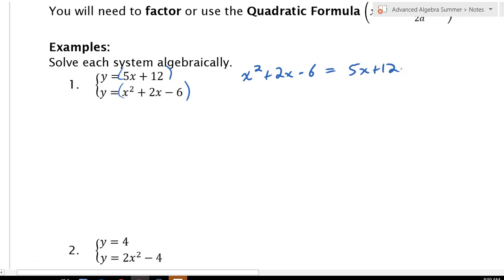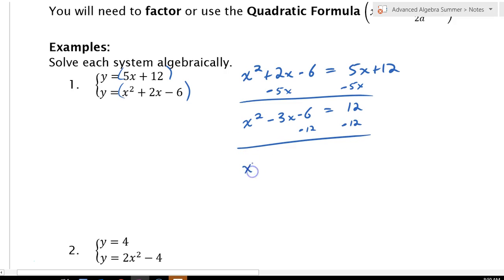Now, to utilize the quadratic formula, I need to get things set equal to 0. So I'm going to move all my variables to the left. So let's start with subtracting 5x. And notice I'm lining it up with my x variable. So that gives me x squared minus 3x minus 6. And it's positive 12, so I'm bringing it down. Now to get 0 on my right side, I'm going to subtract 12. So that would give me x squared minus 3x minus 18 is equal to 0.